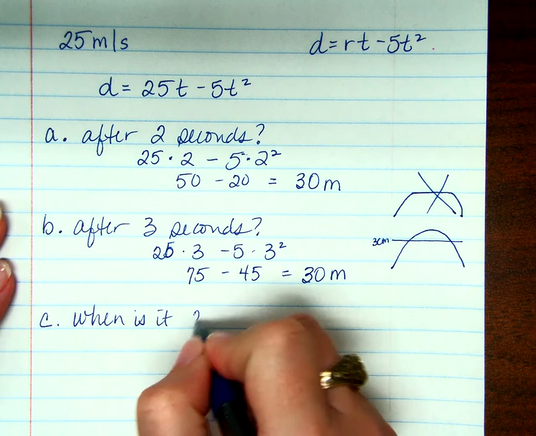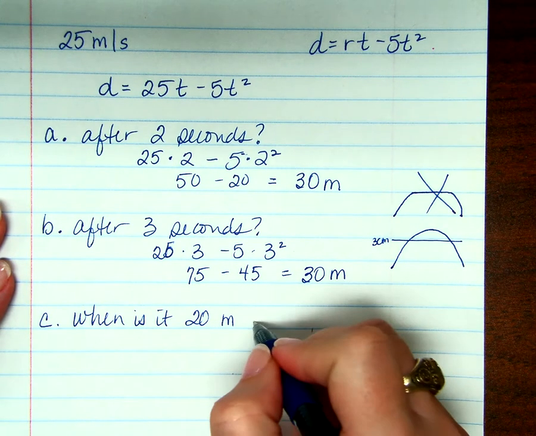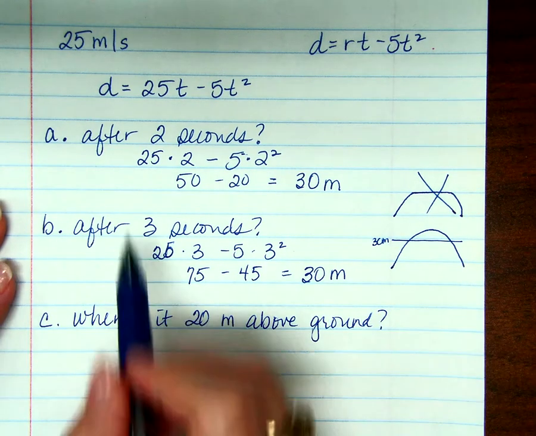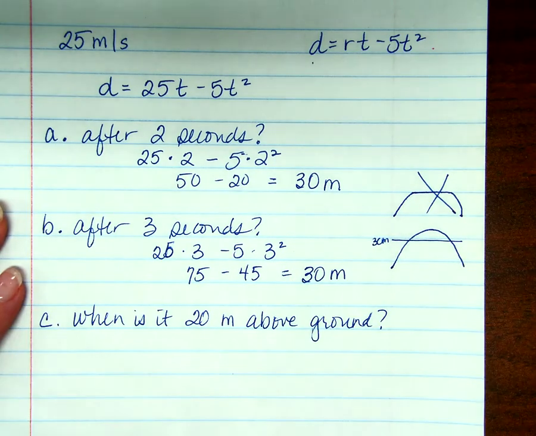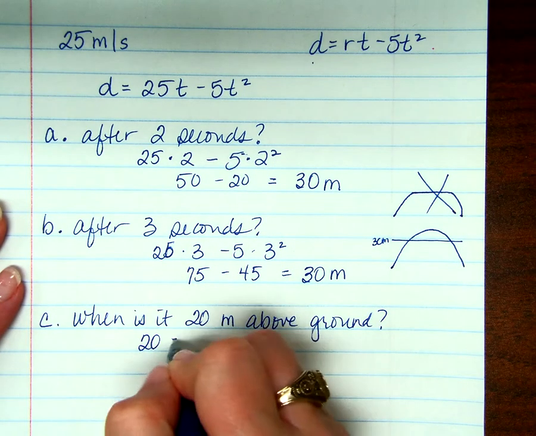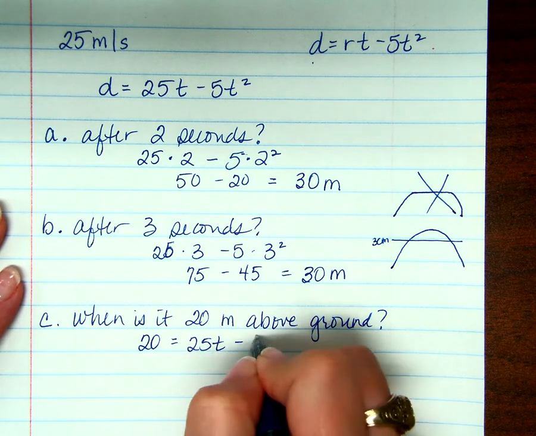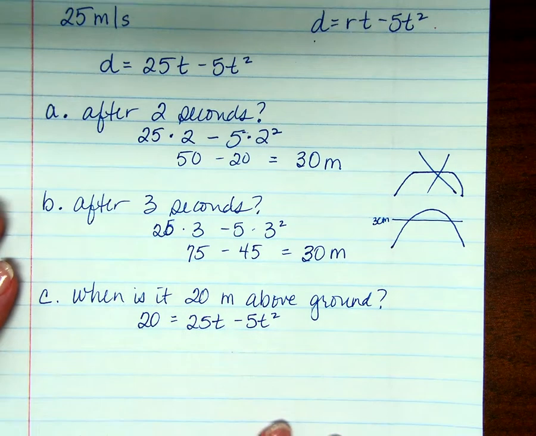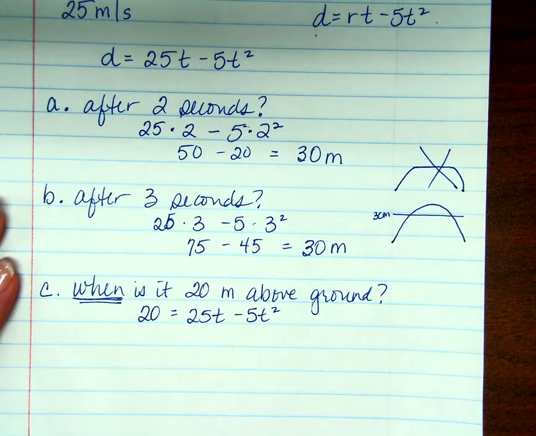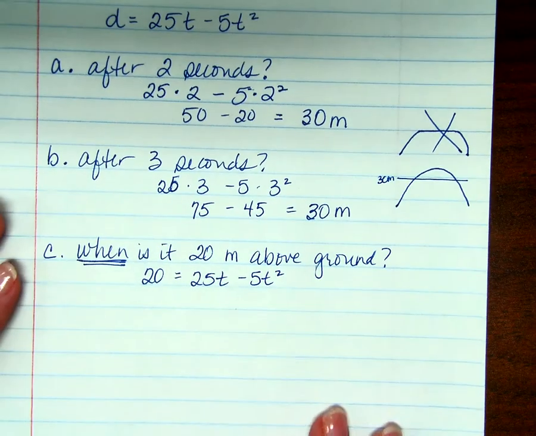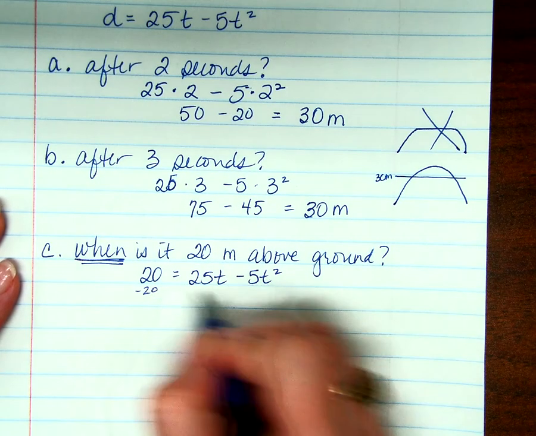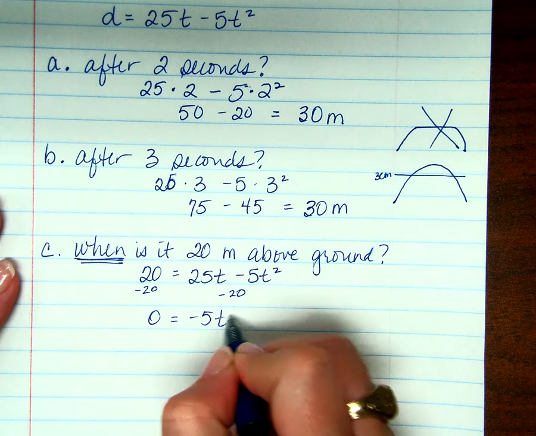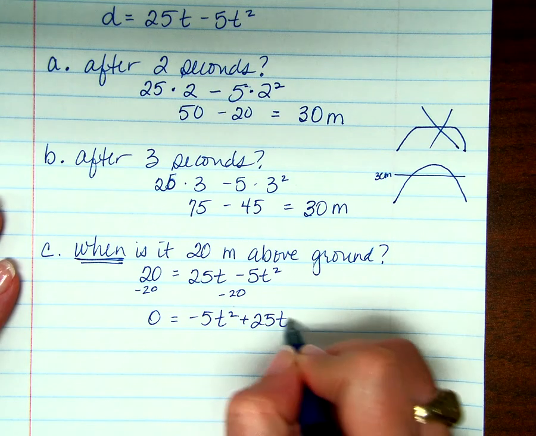When is it 20 meters above the ground? Yeah, absolutely. 20 becomes my distance above the ground, right? So 20 equals 25t minus 5t squared. What am I doing this time? I'm solving for t because it's asking me when. That's a time question, isn't it? Okay, so I'm going to subtract 20 from both sides and get it into standard form. So 0 equals negative 5t squared plus 25t minus 20.